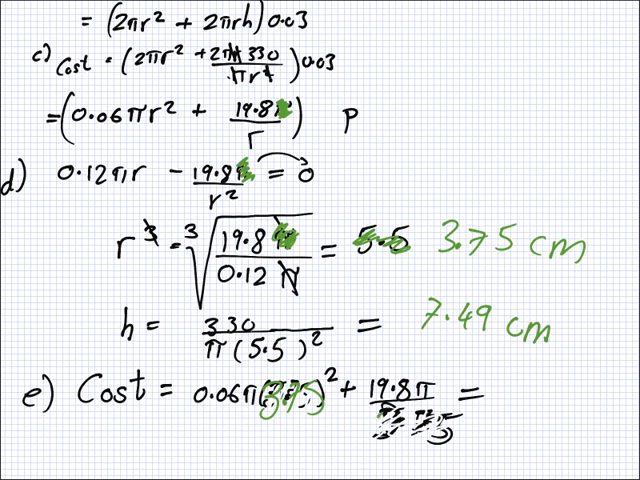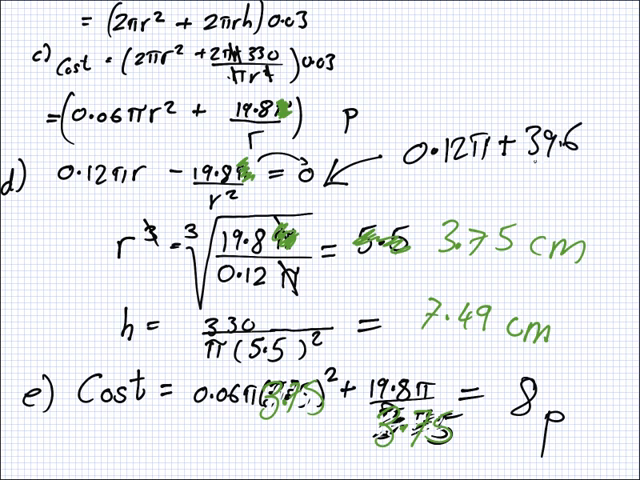$3.75. Can you see that even? 3.75. If you sub that in, your cost comes out as 8 pennies. I also need to check that it is a minimum. So the derivative here again is 0.12 pi plus whatever 19.8 times 2 is, 39.6, over r cubed. Clearly positive, which makes it minimum.